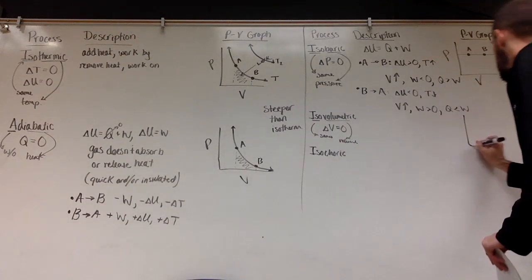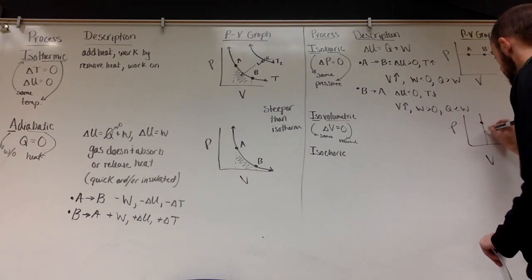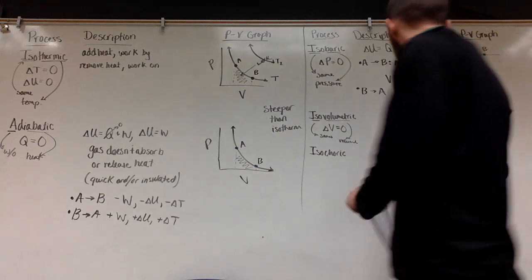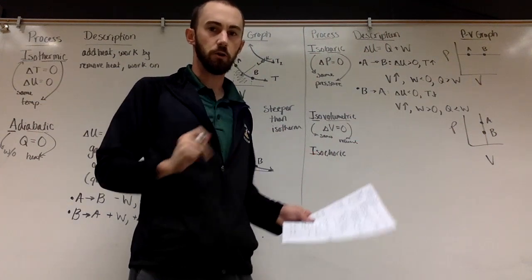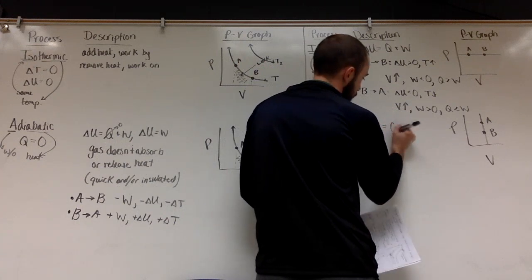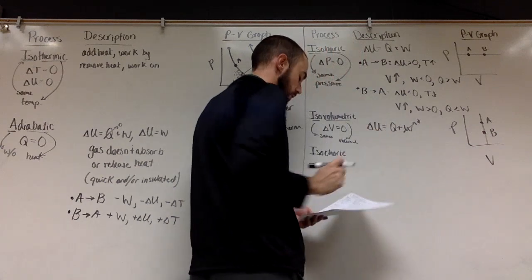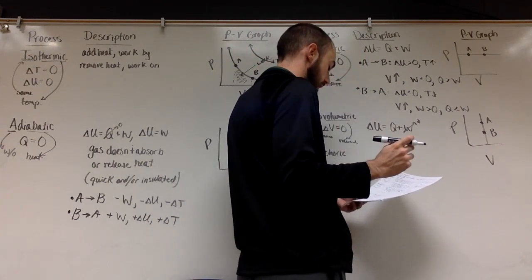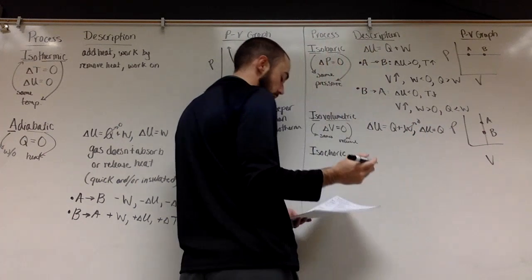And what does this one look like? If we have no change in volume on our PV graph, it means we're just going straight up and down. A, B. So in this case, if volume doesn't change, the system isn't expanding or contracting, meaning no work is being done. So if we look at the normal equation, delta U equals Q plus W, W equals 0. So we are only changing our internal energy based on heat. So delta U equals Q.